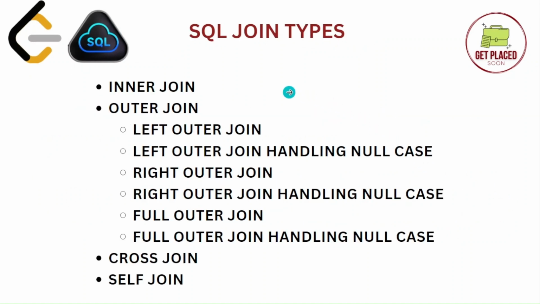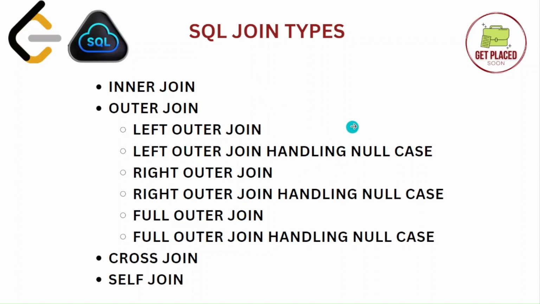As you can see here, we have so many types of joins present, like inner join, outer join, cross join, self join. Also in outer join we have subtypes like left outer join, right outer join, full outer join, and we are also having special cases like handling null case. So in this episode we are going to see all these things.